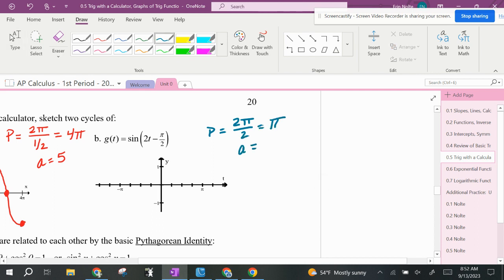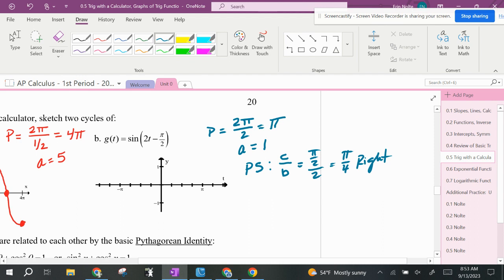Let's list the amplitude. What's the amplitude? How high and how low is our wave going to go? 1, good. And this time it is going to shift in which direction? If I have minus, it's going to go to the right. And remember, this is when I have to do C divided by B to find the true shifting. So good, pi over 2 divided by 2 is pi over 4. So we're going to shift this thing pi over 4 units to the right.